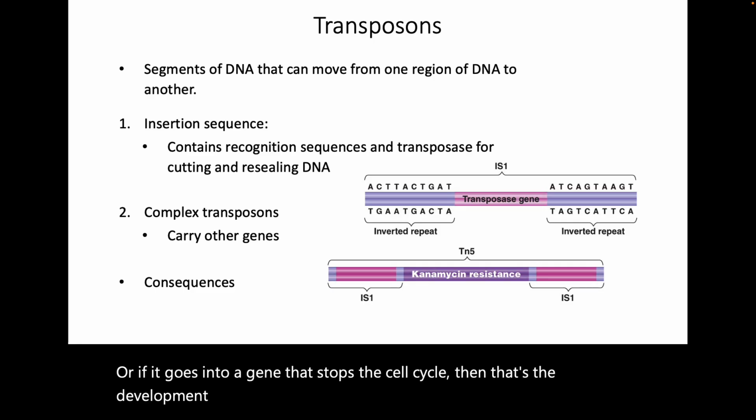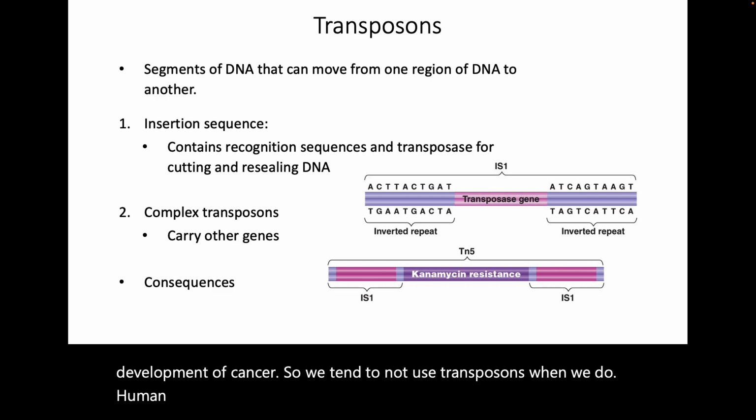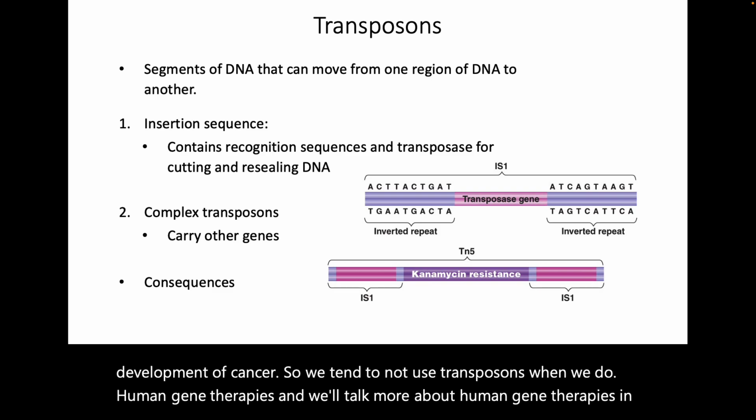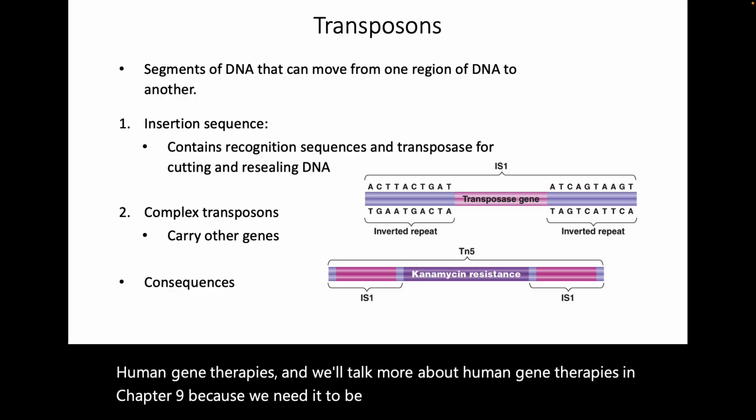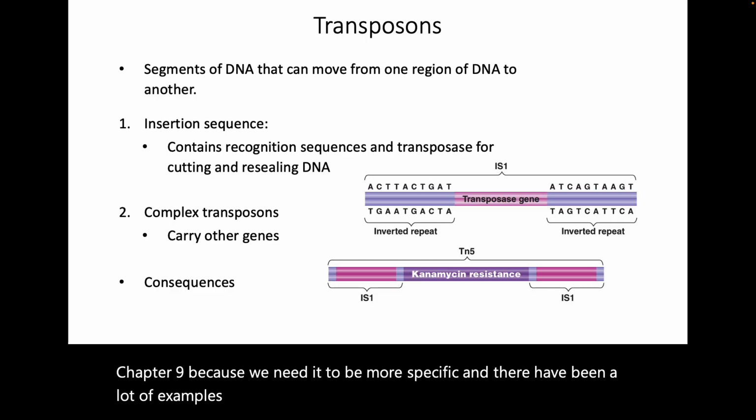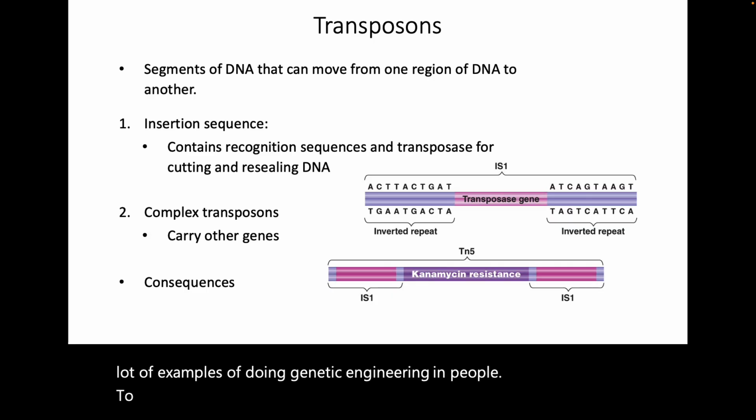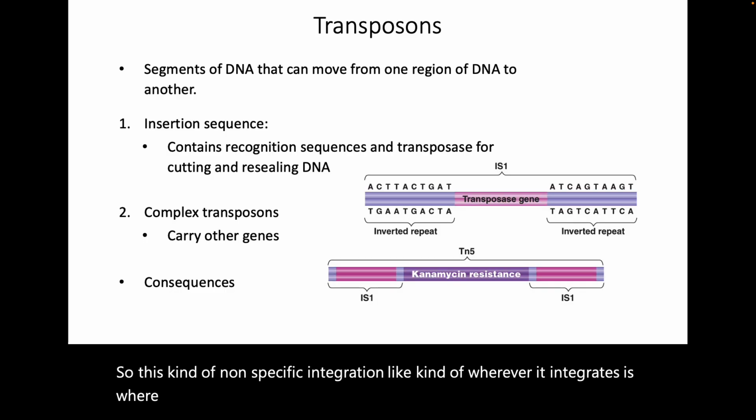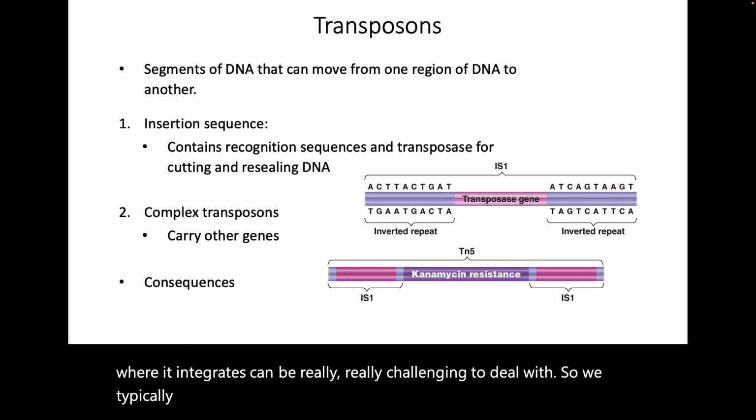So we tend to not use transposons when we do human gene therapies. And we'll talk more about human gene therapies in chapter 9, because we need it to be more specific. And there have been a lot of examples of doing genetic engineering in people to fix genetic conditions that have gone very, very badly. So this kind of non-specific integration, wherever it integrates is where it integrates, can be really challenging to deal with. So we typically don't use transposons for human medicine.